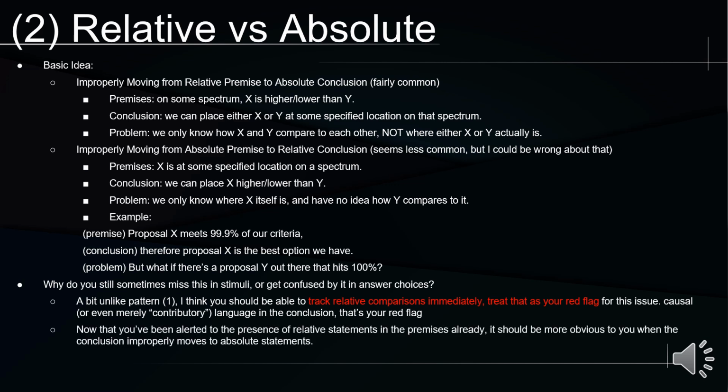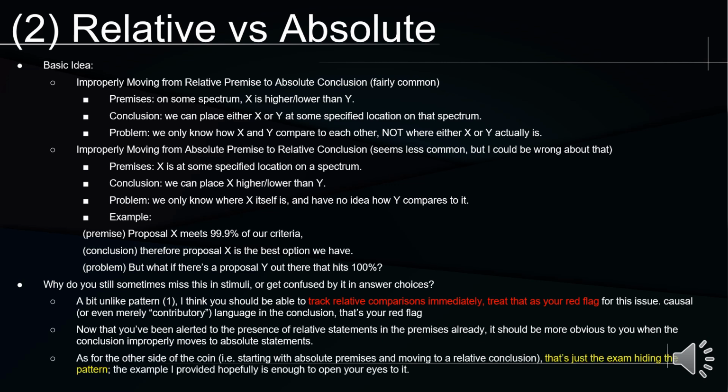Now that you've been alerted to the presence of relative statements in the premises already, it should be more obvious to you when the conclusion improperly moves to absolute statements. As for the other side of the coin, when it comes to starting with absolute premises and moving to a relative conclusion, that's just the exam hiding relative versus absolute patterns.